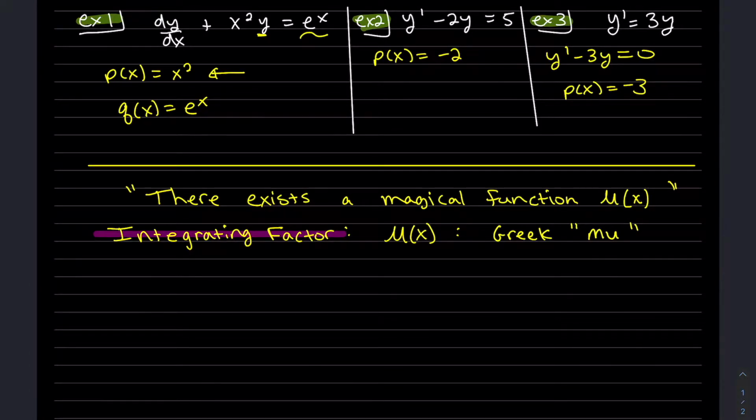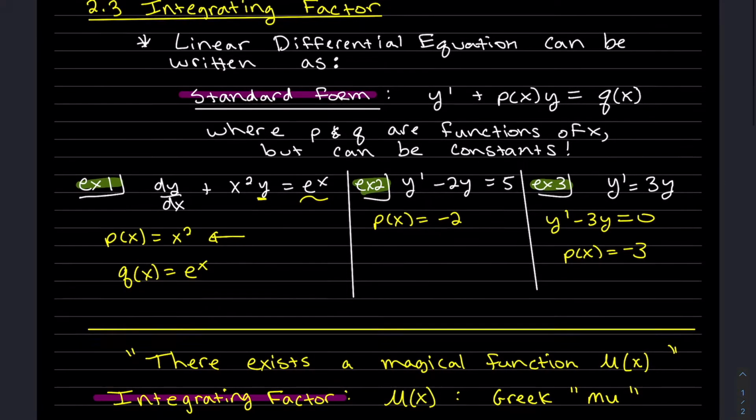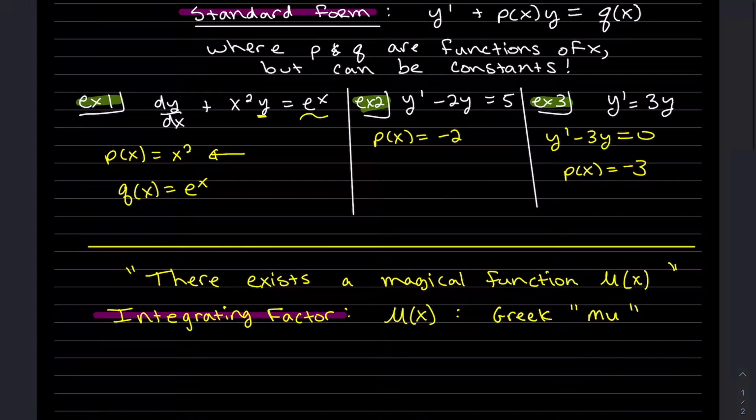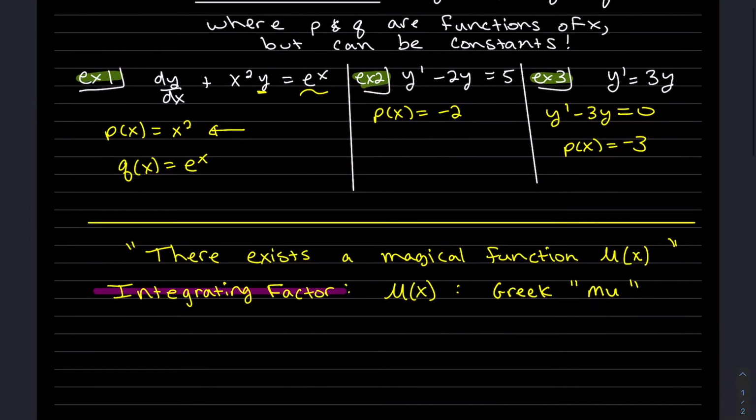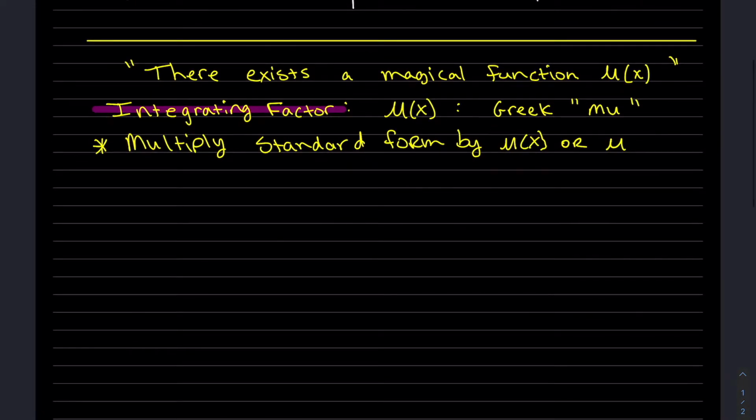So what we do with any integrating factor that we're going to learn in this book, and by the way, if it's a special type of integrating factor, we will call it mu. So what you do is you multiply the standard form on both sides by mu of x, or just, if you want to just call it mu. And this is what it looks like.